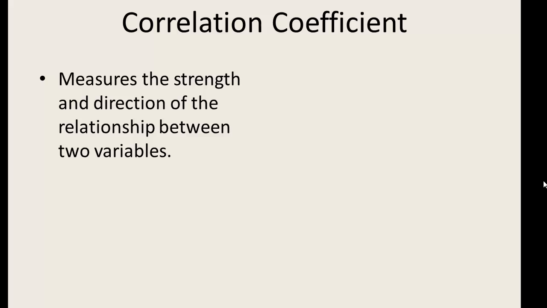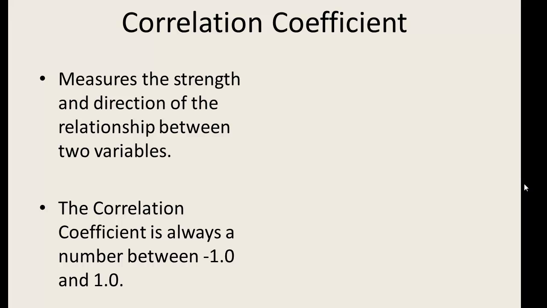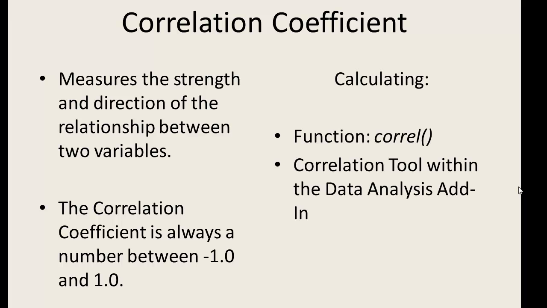The correlation coefficient, or R, measures the strength and direction, either positive or negative, of the relationship between two variables. It's always a number between -1 and 1. And the two ways that I'll be showing you how to calculate it are by using the Correl function and the correlation tool within the data analysis add-in.